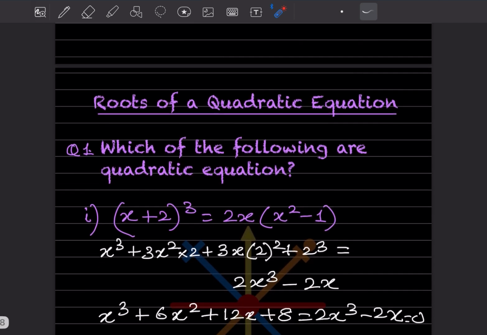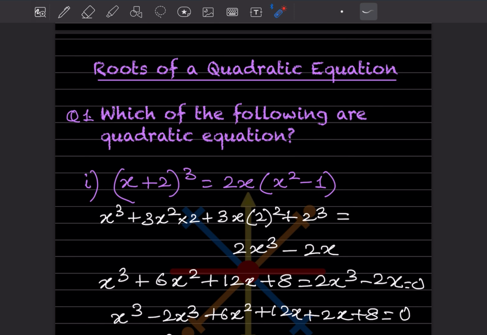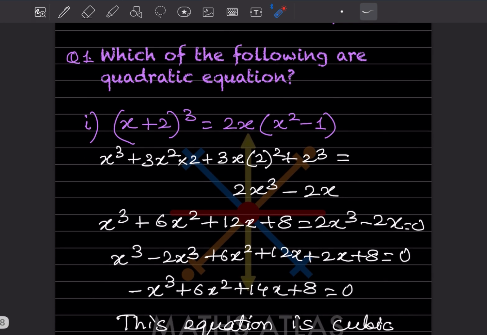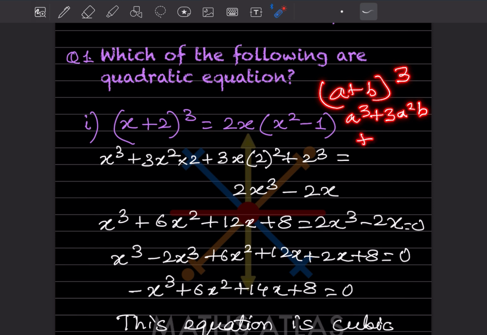Now let us see the roots of a quadratic equation. Which of the following are quadratic equations? Now this equation is given, so directly we cannot say whether it's a quadratic equation. We have to expand it. There is a cube over here, so we use the formula: (a plus b) whole cube is a cube plus 3 a square b plus 3 ab square plus b cube. We are going to use this formula and expand it here.